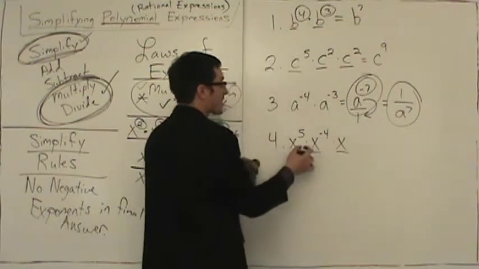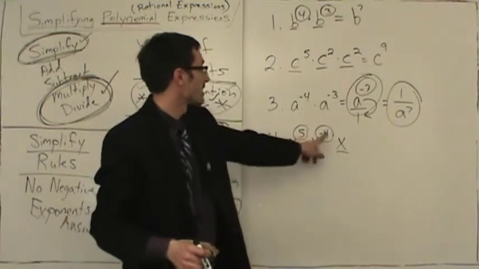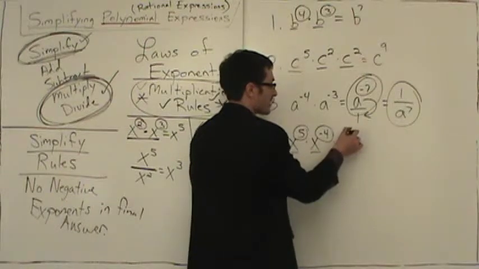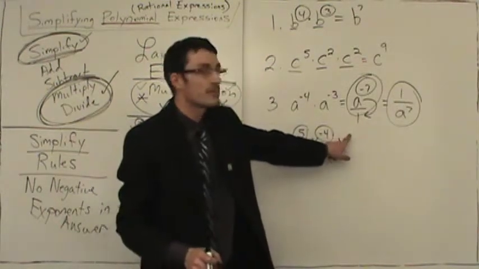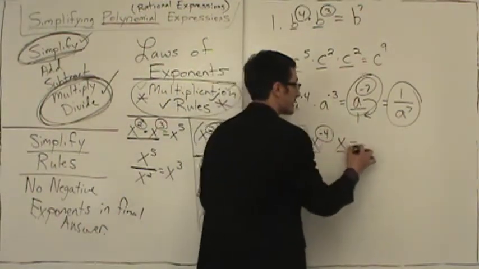Now here, same thing. Bases match, add your exponents. 5 plus negative 4 gives what? 5 plus negative 4 gives 1. And what is the unwritten exponent here? If an exponent is unwritten, it's a 1. Do we write the 1? No. We understand this exponent to be 1. So 5 plus negative 4 is 1, plus 1 is what? 2. So we get x squared.